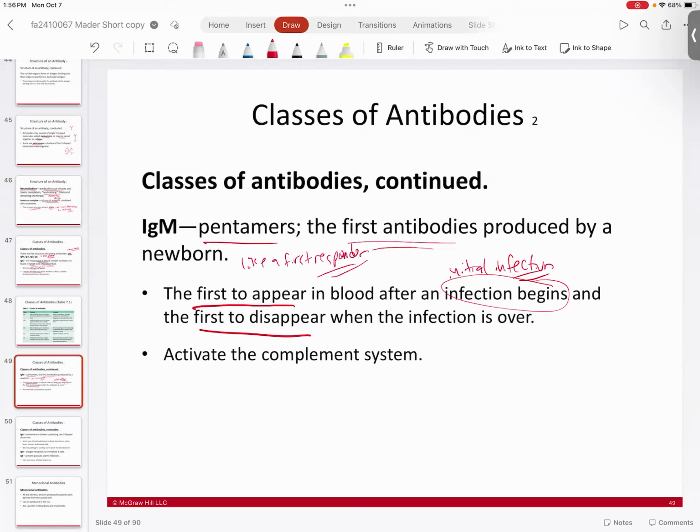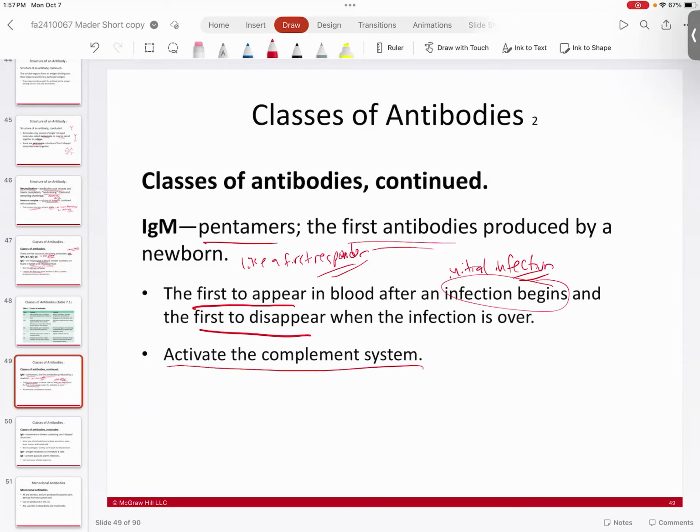So at the scene of an accident, who's the first one on the scene? Fire truck, right? But they're only there long enough to stabilize the situation. As soon as the ambulance is there and the police are there, guess who leaves first? Fire truck, right? They go back to the station because they have to get ready for the next first response call. And so the fire truck is sort of like the IgMs of the antibody world.